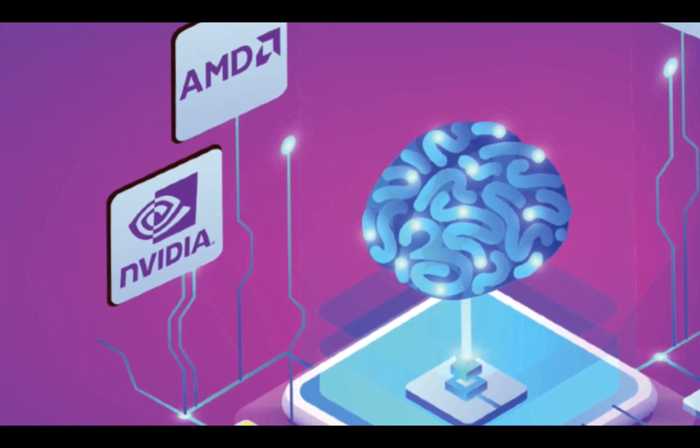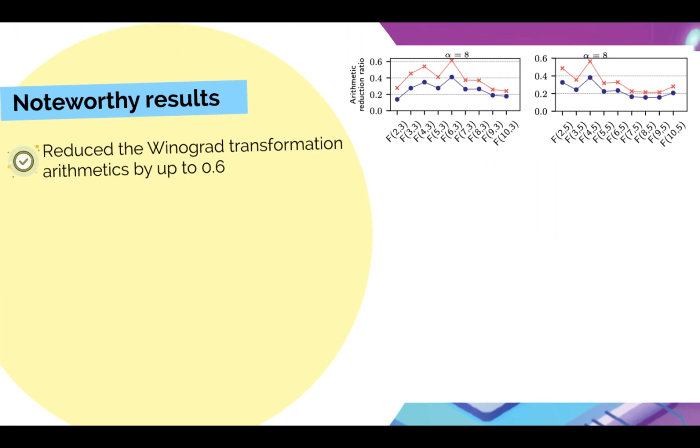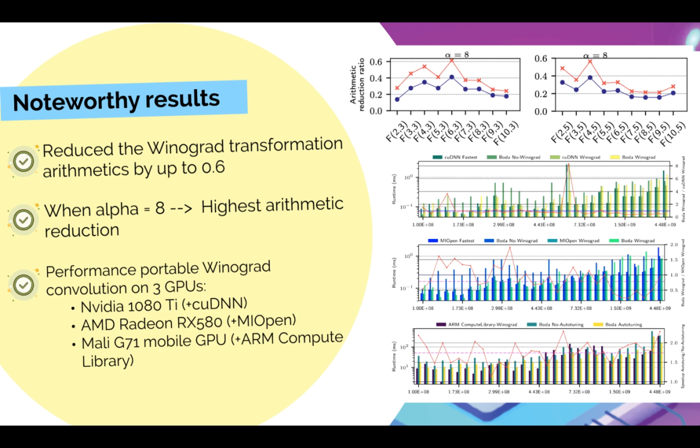Using these methods, we could reduce the Winograd transformation arithmetic by up to 60%. A very interesting observation is that when the internal tile size of Winograd is equal to 8, we can optimize the code to a greater extent. Furthermore, our generated Winograd code is now performance portable and can even compete with vendor libraries on 3 different platforms, such as NVIDIA, AMD, and even Mali G71 mobile GPU.